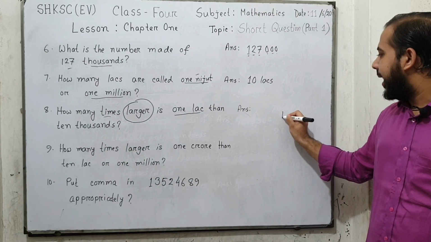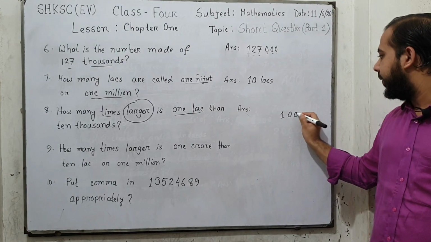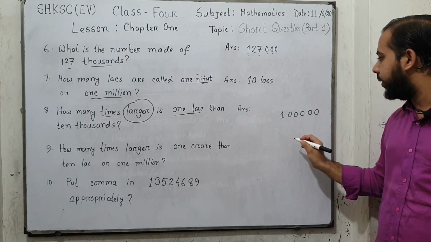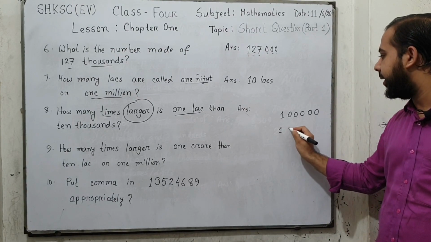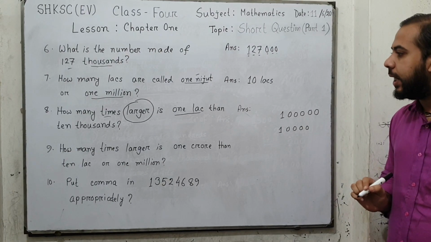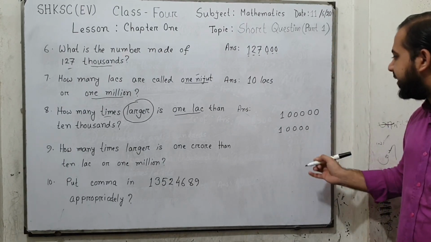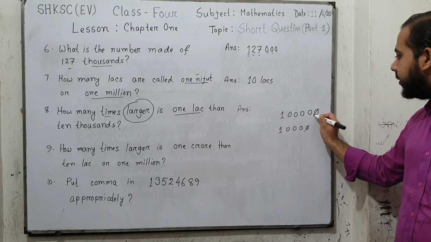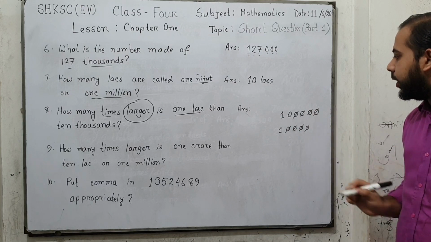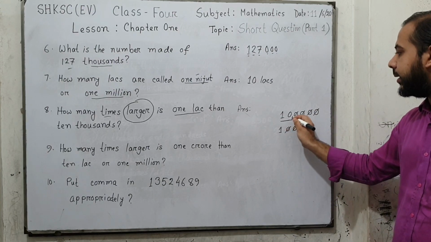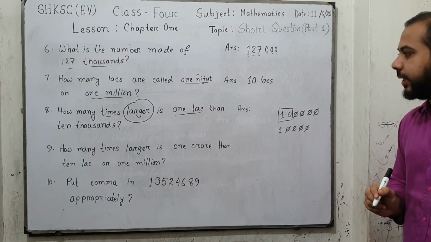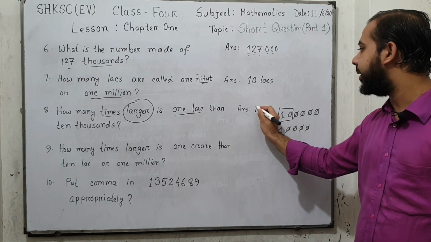At first we write 1 lakh. This is 1 lakh, 1 and then 5 zeros. And another one we write 10,000. If we write 10,000, 10 and 3 zeros, this will be 10,000. Now if we cancel all the zeros here, 0 and 0, 0 and 0, 0 and 0, 0 and 0. So what remains here? 10. In the 1 lakh, the only remaining number is 10. So the answer will be 10 times.